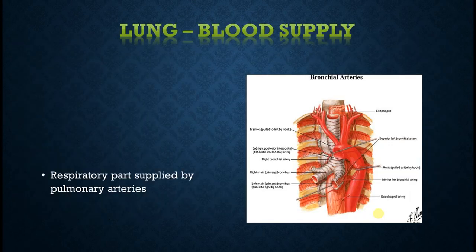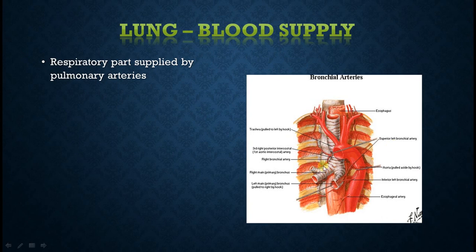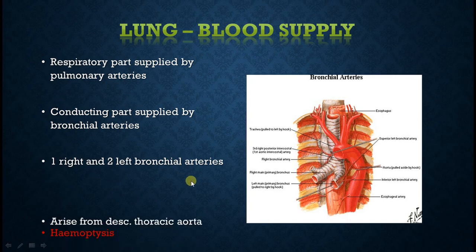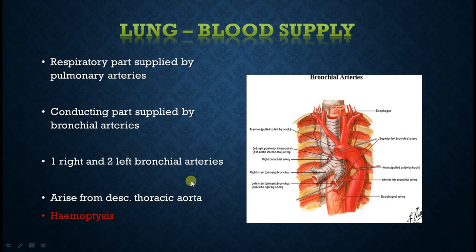So coming to the blood supply of the lungs, the respiratory part, that is your terminal bronchiole, is supplied by the pulmonary arteries. The conducting part, your lobar bronchus and so on, is supplied by the bronchial arteries. One right bronchial artery and 2 left bronchial arteries. They are branches from the thoracic aorta.